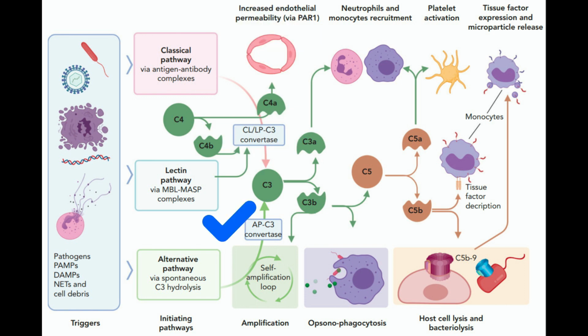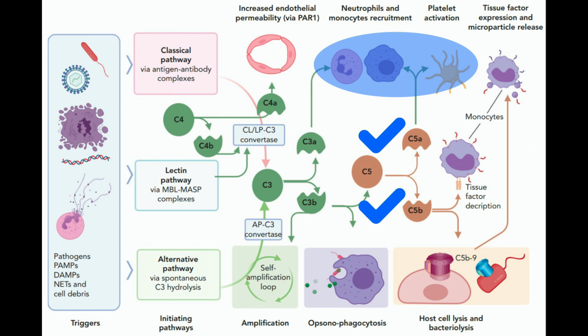C3 convertases from all pathways cleave C3 into C3a and C3b. C3a activates platelets and leukocytes. C3b acts as a potent opsonin, aiding in opsonophagocytosis of various particles. C3b is also a component of C5 convertase. C5 convertase cleaves C5 into C5a and C5b. C5a is a chemoattractant and activator of leukocytes, and induces TF on monocytes and PAI-1 on endothelial cells.